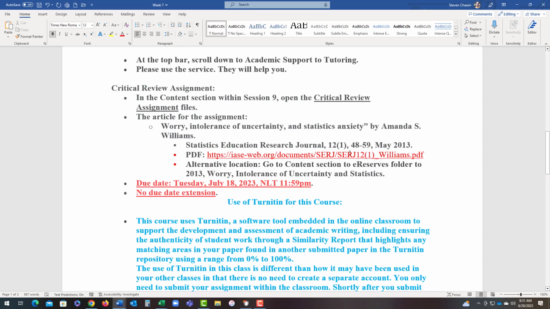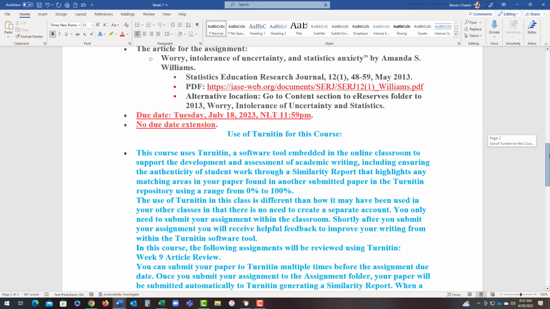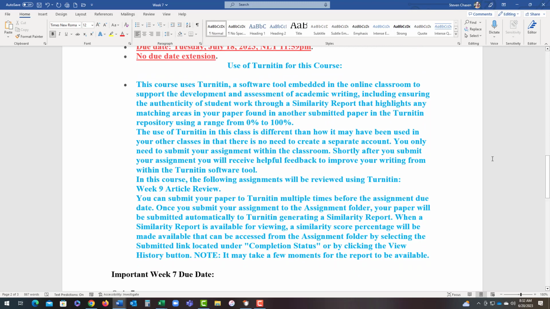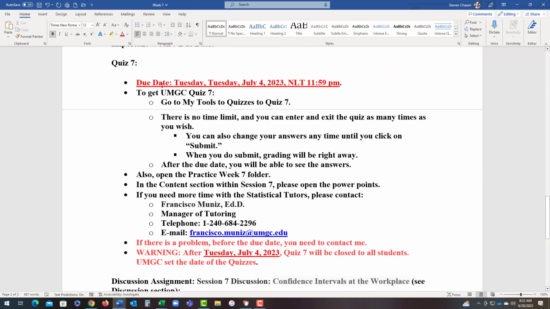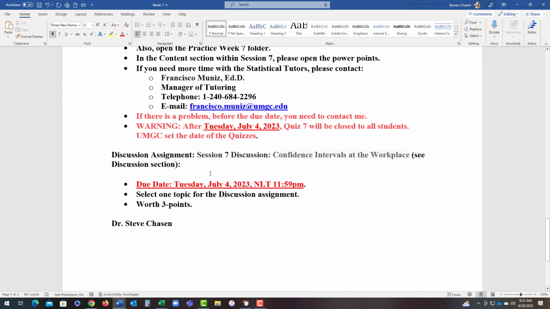And we're going to go in a few moments. I'll go more into the critical review assignment, which is due on Tuesday, July 18th. This is your article right here. At this time, you should now be writing the article. And if you wish to use the turn-in service, here's information about that. I've been saying that for weeks. All right, you have two assignments this week. One is quiz 7. We'll go there in a few moments. And the other is discussion 7. All right, let's go to class.